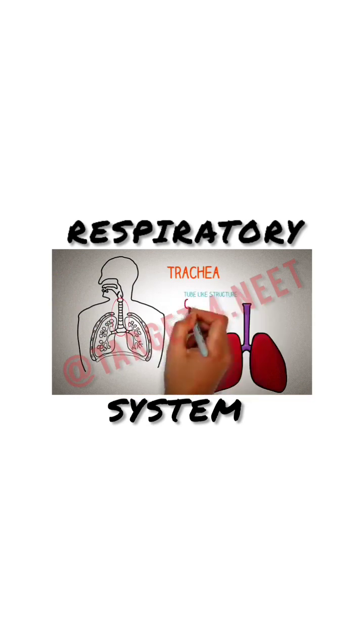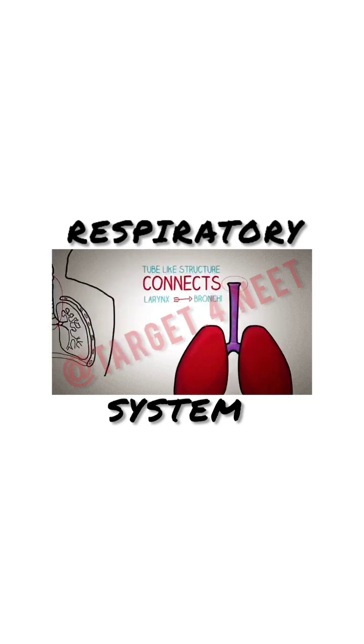The next important structure is the trachea. So the trachea is basically a tube-like structure which connects the larynx to the bronchi, and the bronchi in turn connect to the lungs.